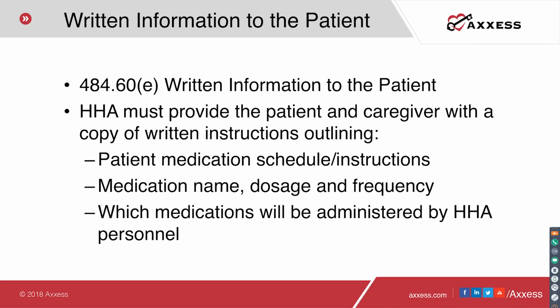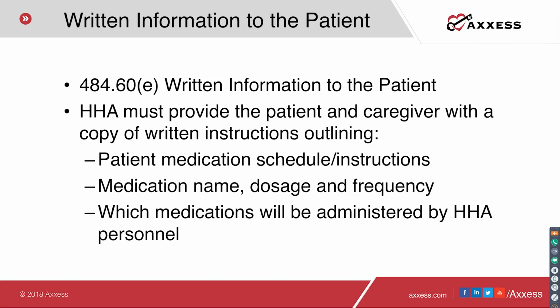that outline the patient's medication schedules and instructions, and part of that includes who is going to give the medication. Will the medication be distributed by the patient or the caregiver or by home health agency staff? You also have to have medication name, dosage, and frequency, just like we've always done, and then which medications are administered by the agency personnel, as we just mentioned.